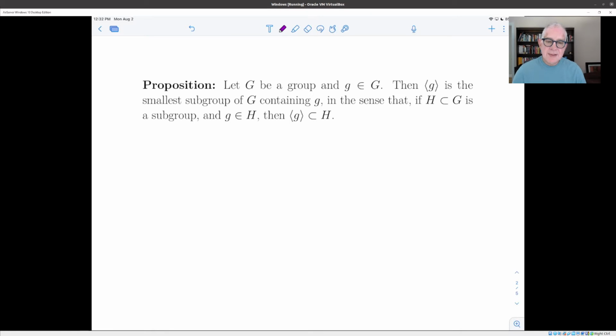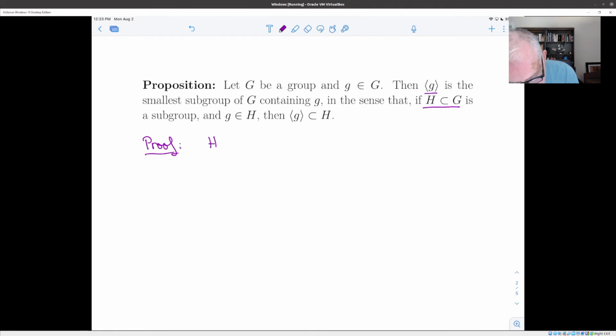We can say a little bit more, which is that angle brackets g is in fact the smallest subgroup of G, big G, which contains little g. And by that I mean that if you have any subgroup of big G which contains little g, then it contains the whole cyclic subgroup generated by little g. So it's sort of all or nothing. If you take little g into your subgroup, you have to take all of its powers.